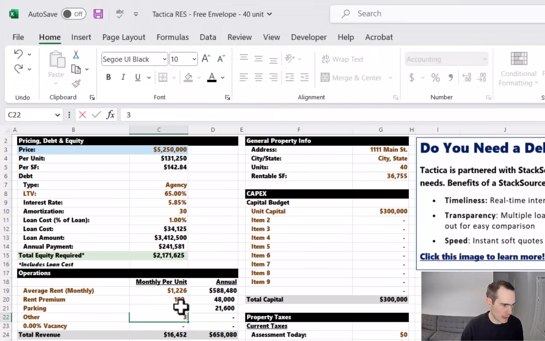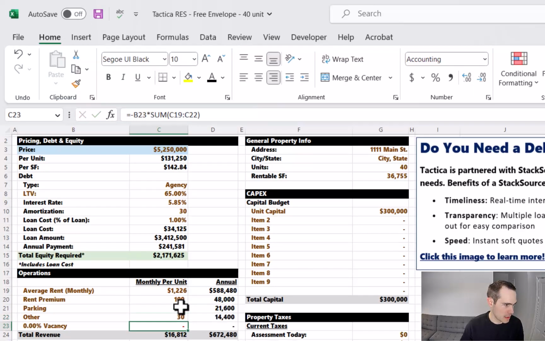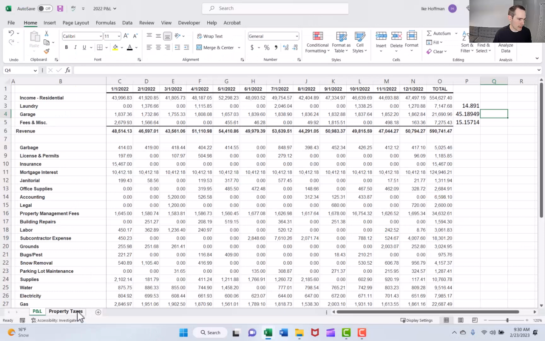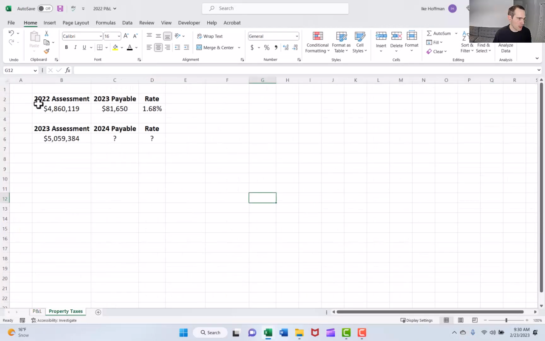Other was $30, that was the laundry and miscellaneous, and then we'll run a 5% vacancy. Now let's go back to that P&L statement. I also went online and grabbed the most recent property tax intel for this property. So you can see there's a 2022 assessment published online and a 2023 payable. And then there was also the 2023 assessment, but the 2024 payable information is not yet published.